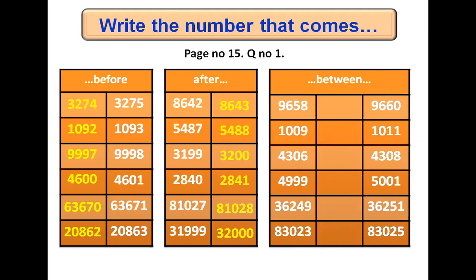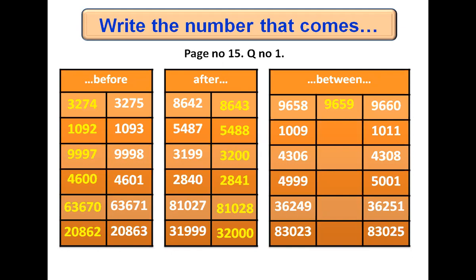What comes between? Now we have to find the numbers that come between the given numbers. In row 1, we're given 2 numbers, 9,658, and the second number is 9,660. The number that comes between will definitely come after the first number and before the second number, right? What comes after 9,658? It's 9,659. And what comes before 9,660? It is also 9,659. So 9,659 comes between both of these numbers.